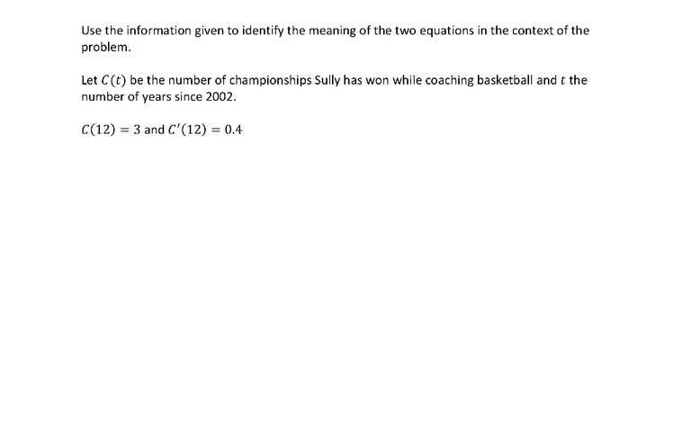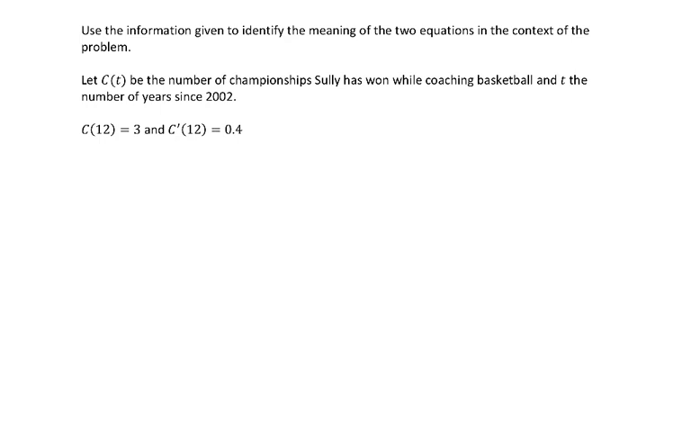We're going to be looking at a word problem here to make sure we understand the difference between these two equations. It says use the information given to identify the meaning of the two equations in the context of the problem. C of T represents the number of championships Sully has won while coaching basketball, and T is the number of years since 2002.